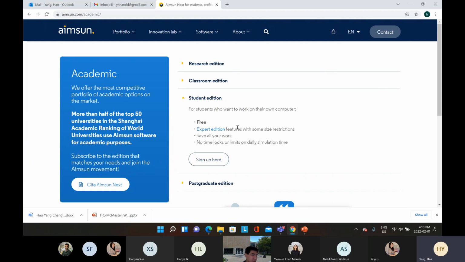But of course, for the student edition, there will be some limitations about the size. Originally, I know that there were some issues for you to save the network, but do you still have any issue about this?